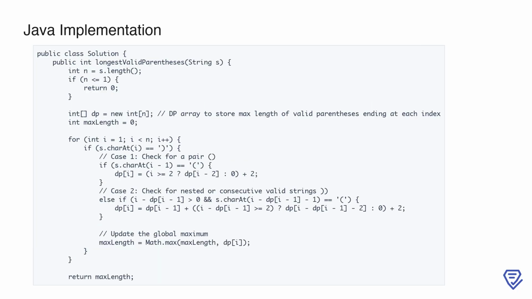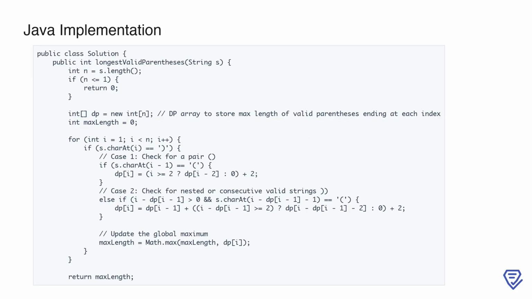Here, we start by defining a method called longest valid parentheses, which takes a string s as input. First, we determine the length of the string and handle the base case where the length is 1 or less, immediately returning 0 since no valid parentheses can exist in such cases. Next, we declare a dynamic programming array, dp, to store the maximum length of valid parentheses ending at each index. We also initialize a variable maxLength to keep track of the global maximum length found so far.